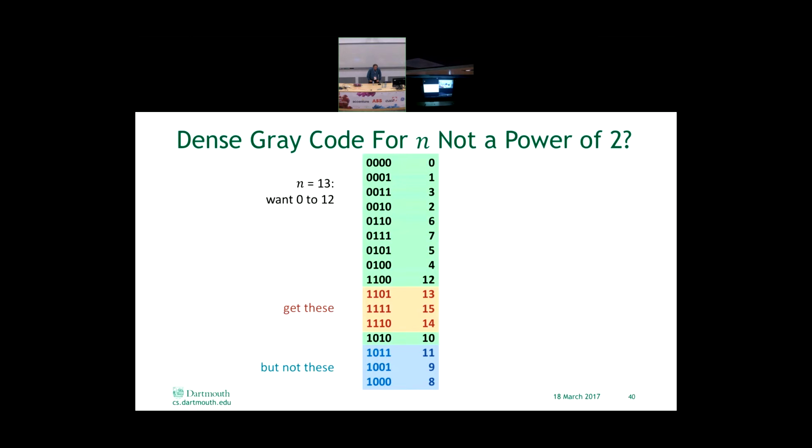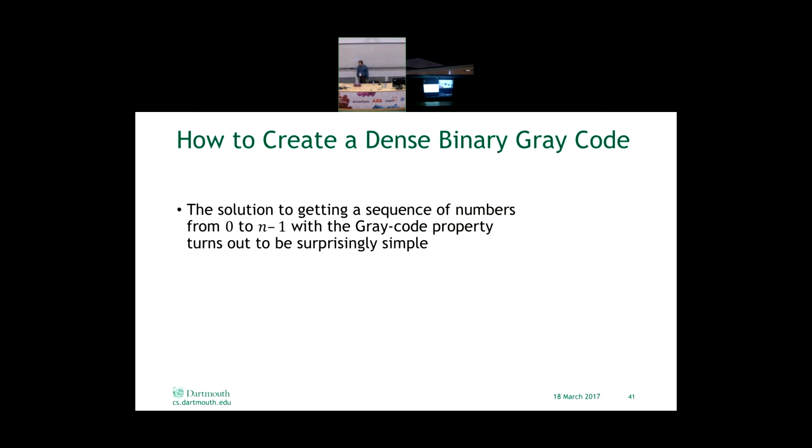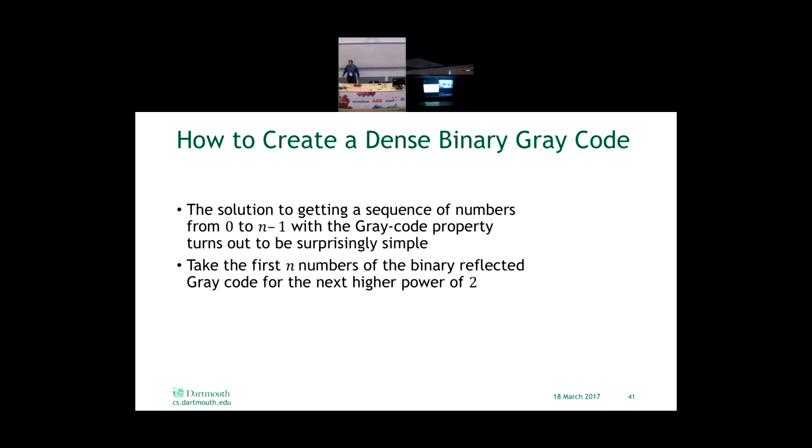And it turns out that the solution to getting a sequence of numbers from 0 to n minus 1 with the gray code property is surprisingly simple. Here's how you do it. You take the first n numbers of the binary reflected gray code for the next higher power of 2, just like I showed you, where if I want 13, I would take the first 13 of the code for 16. And you just XOR each of them with the floor of n over 2. That's all you have to do. And it's a constant number of word operations per number. Let me show you an example.